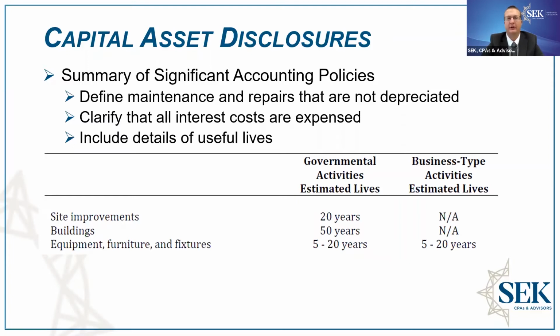Previously, under GASB standards on your proprietary funds, certain interest costs were capitalized and included as part of that capital asset. Now all interest costs are expensed. So it's typically a disclosure there just to clarify that as well.